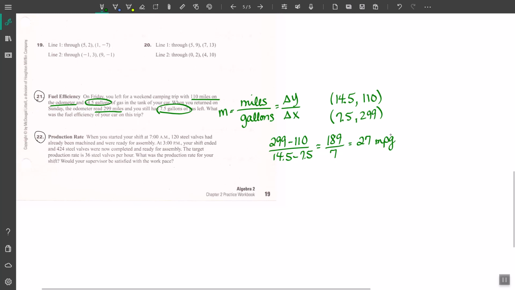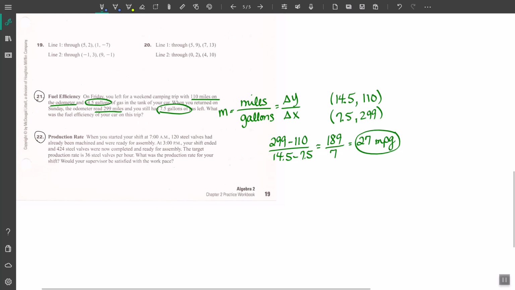All right, so fuel efficiency just means, again, how far can your gas tank take you with a certain number of gallons of gas in it? How many miles can you go? That's your fuel efficiency.